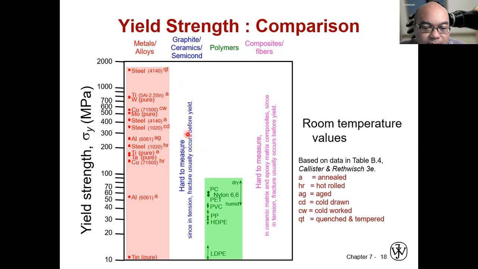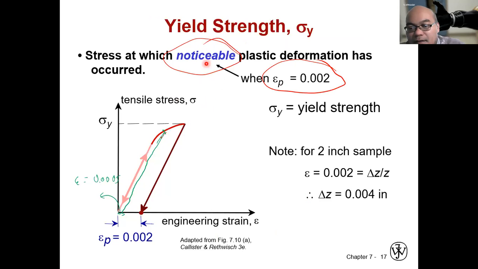That is why it's hard to measure, since in tension, fracture usually occurs before yield. Remember the meaning of the word yield in English. Yield means to surrender, to follow the direction of the force, in this case the direction of the stress. Metals are usually yieldable. When you put force or stress above this value, beyond the elastic region, they will deform. In this case, they will have plastic deformation.